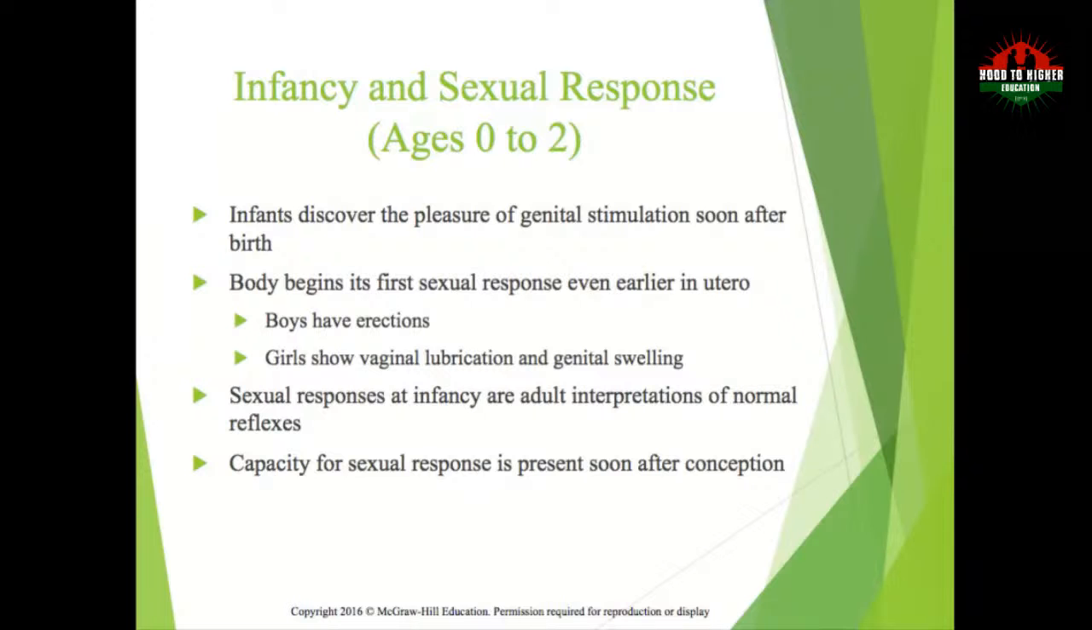Obviously, an infant is unable to differentiate sexual pleasure from other types of enjoyment. So viewing these as sexual responses are adult interpretations of these normal reflexes and do not necessarily signify the infant's desire or interest. What it does reveal is that the capacity for sexual responses is present soon after conception.